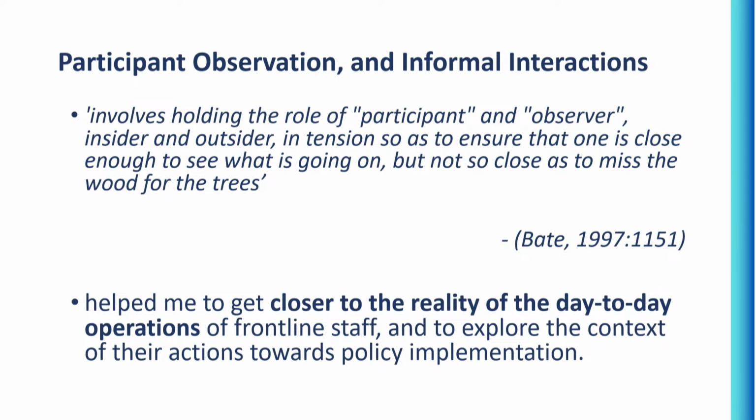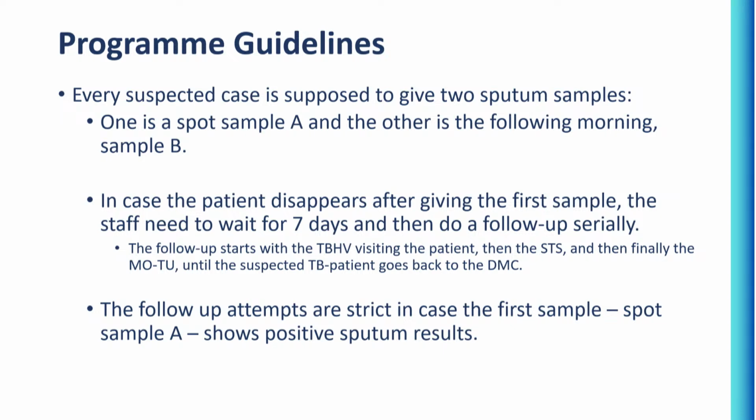Okay. Now, one instance: the program guideline then used to say that any person who is a suspect of TB, has cough for more than 3 weeks, will come to the designated microscopy center and the lab technician should collect his sputum sample, that is sputum A. Okay. And then he should be given another container and asked to come back next morning with the early morning sample. The follow-up attempts were strict. If the first sample is negative, then it's okay, now we know that the patient is negative.